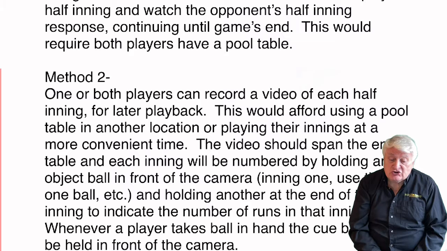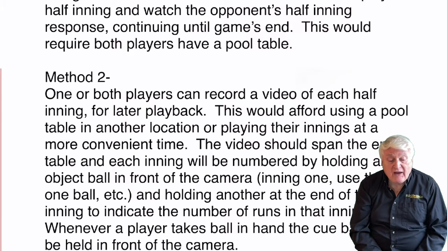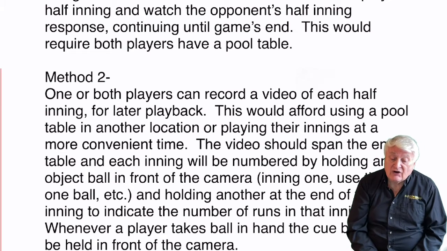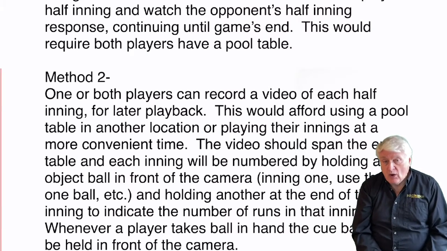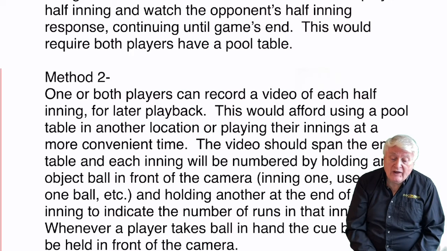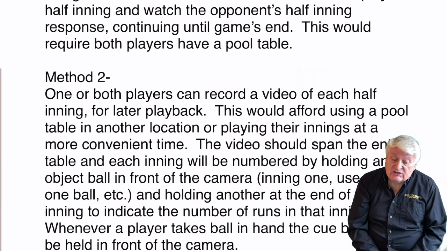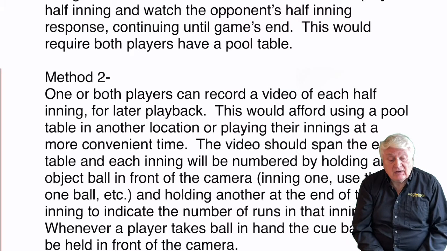The video should span the entire table, and each inning will be numbered by holding an object ball in front of the camera. Inning 1, you use the 1 ball, etc. And holding another at the end of the half inning to indicate the number of runs in that inning. Whenever a player takes ball in hand, the cue ball should be held in front of the camera.